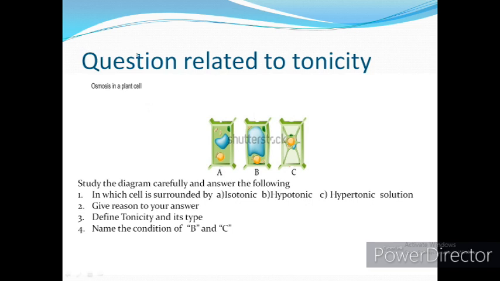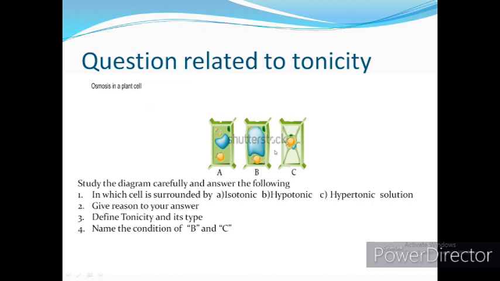Now we will study one question related to tonicity. We will be looking at this diagram. This is a question and we have to answer the whole question. In these cells, we are to find which one is kept in isotonic, which one is kept in hypotonic, and which one is in hypertonic solution. So this one will be a normal cell. This figure A will be isotonic, and in this cell there is an increase in the size of the protoplasm. So this one will be the cell that is kept in the hypotonic solution.